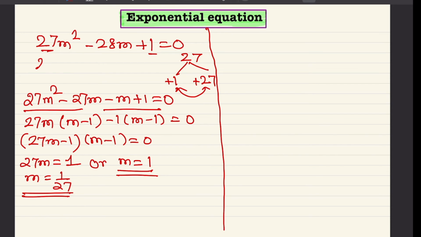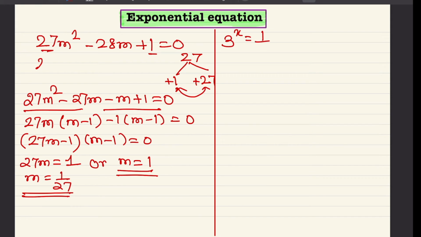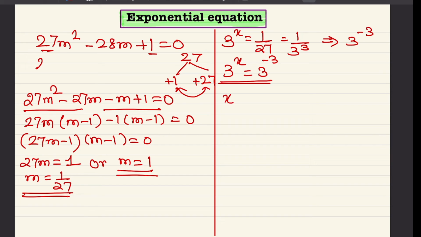Now we'll resubstitute m, which was substituted as 3^x. So 3^x is equal to 1 by 27, and it can be written as 1 upon 3^3, which in simplified form is 3^(-3). 3^x is equal to 3^(-3). Now here the bases are same, so the powers can be equated. So x equal to minus 3 is one of the roots of that exponential equation.